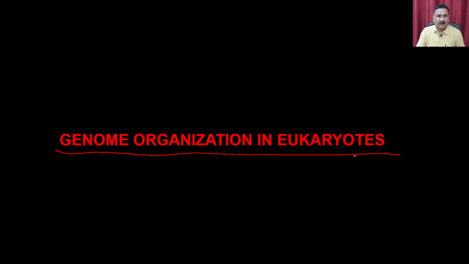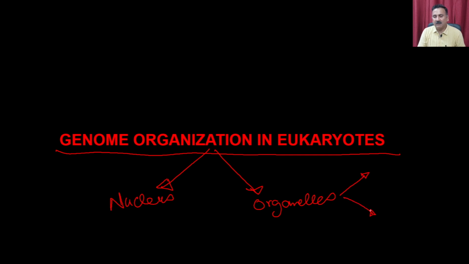Now in today's lecture, we are going to discuss the genomic organization in the eukaryotic cell and how the different types of chromosomes are found. In the eukaryotic cell, the genome is present in two places: one is the nucleus and the second is the organelles. Within the organelles, there are two different types where genomic content is present: the mitochondria and the chloroplast.